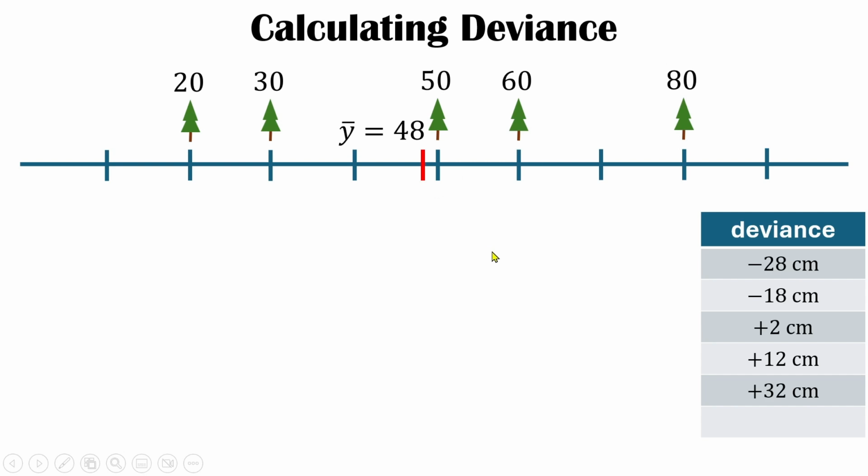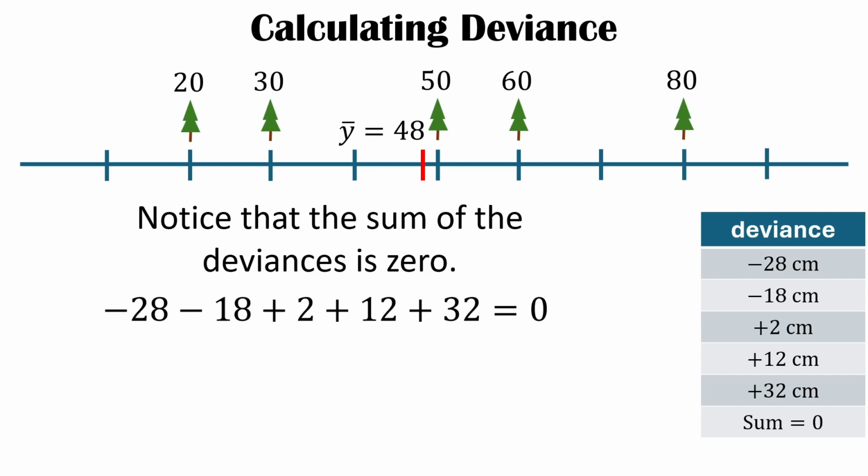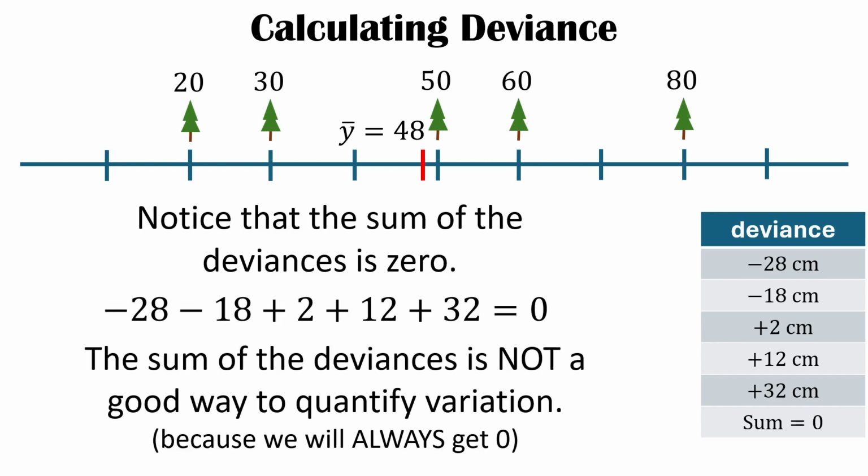And so you might have thought one way to quantify the variation would be to add up the deviances. But if we add them up, we get 0. And so adding up the deviances is not a good way to quantify variation. What we need is a way to get rid of the minus signs.